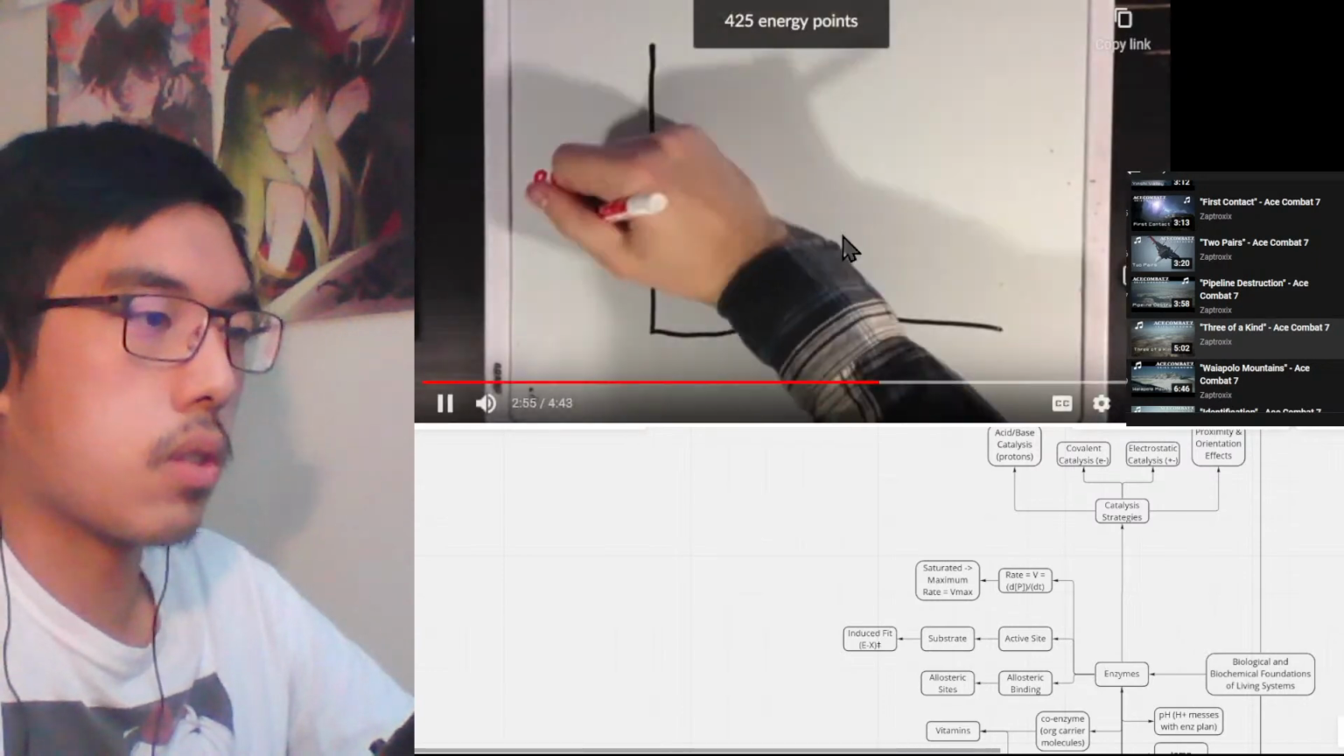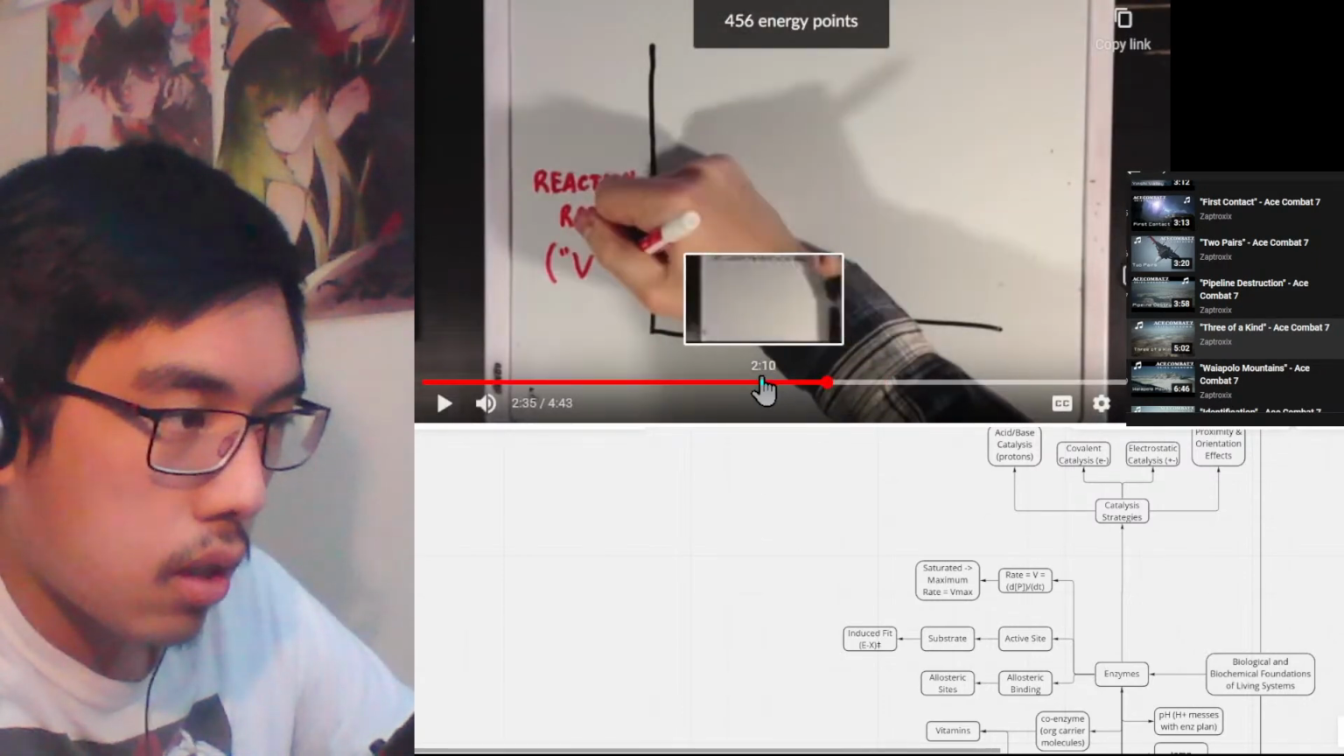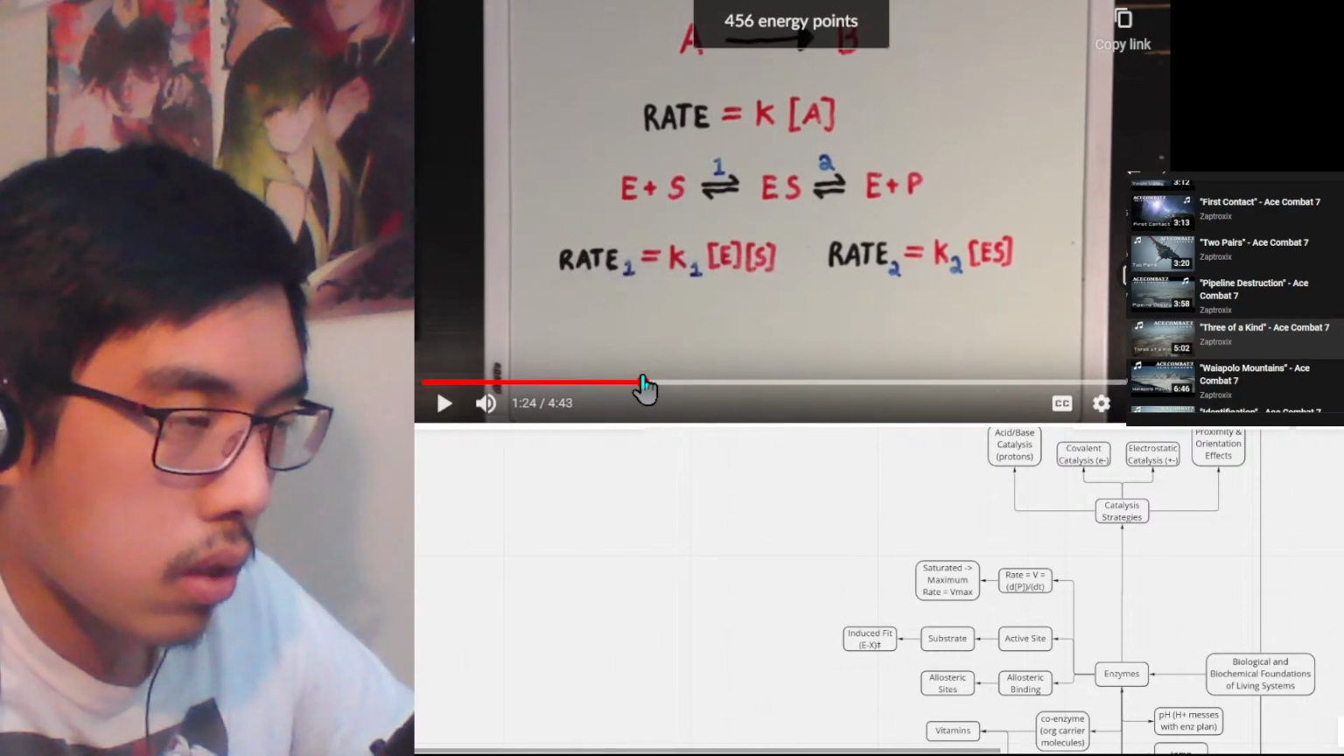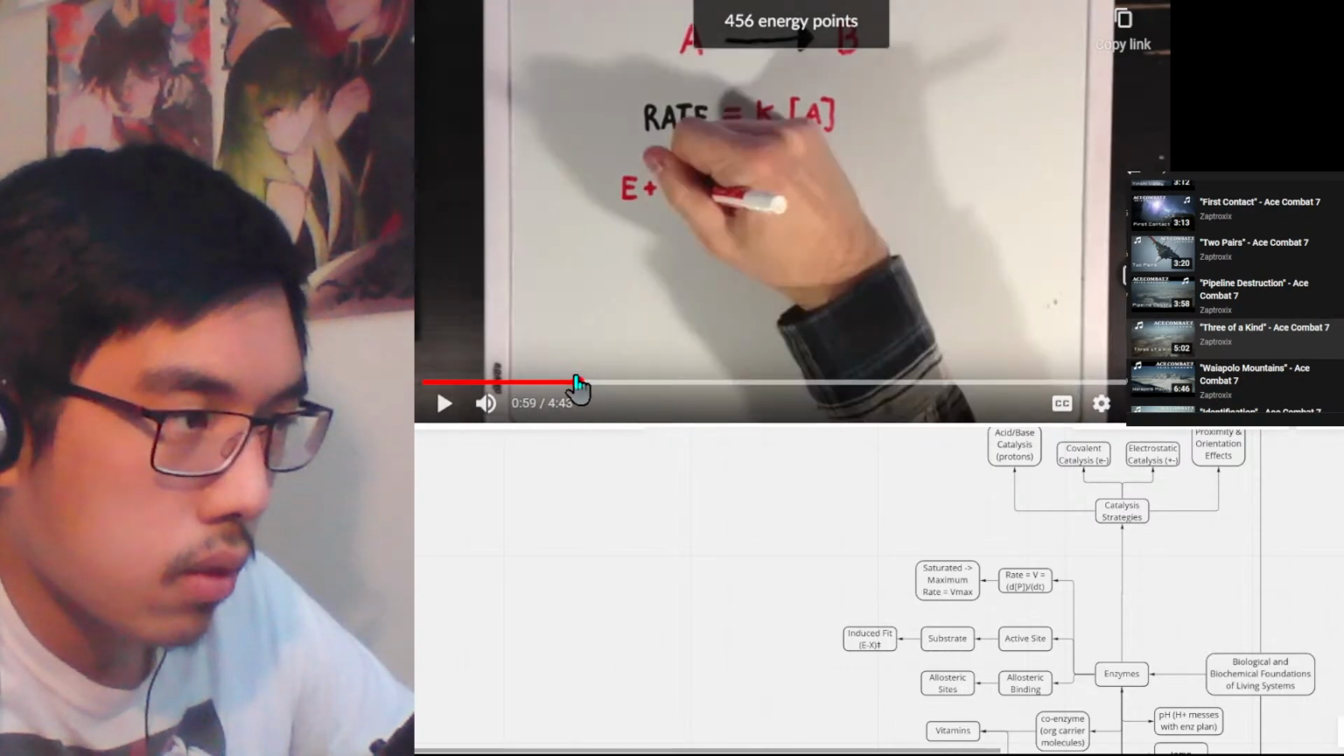If we were to look at a graph... Okay, this is kind of bothering me. What does K mean again in the original rate calculation with the concentration of the reactant?